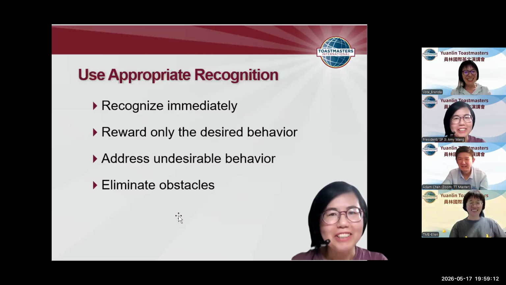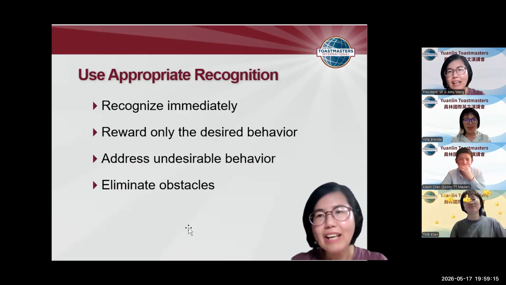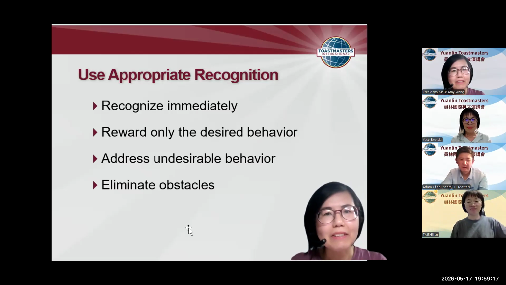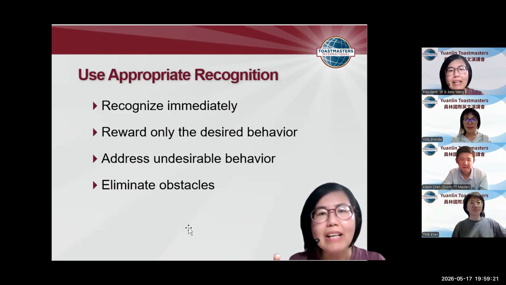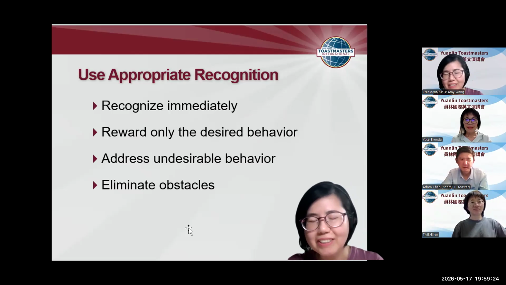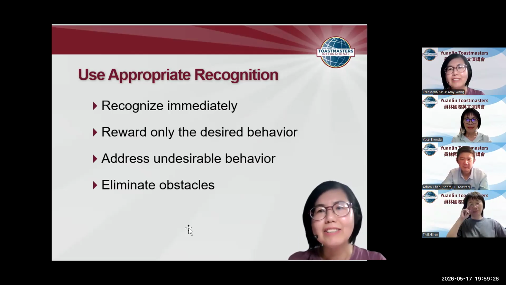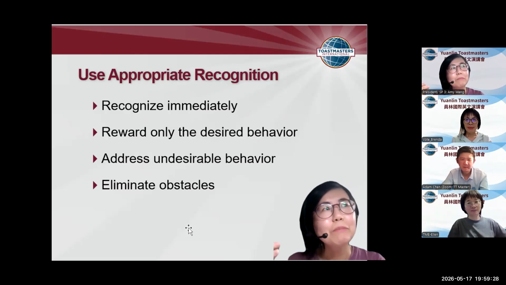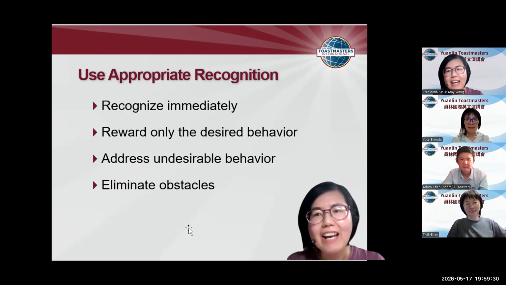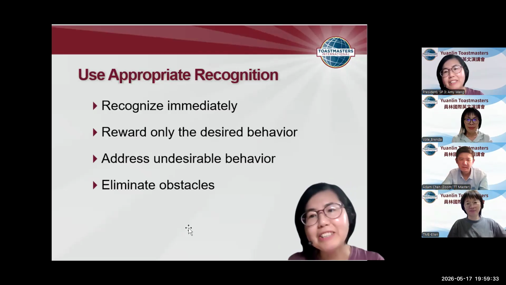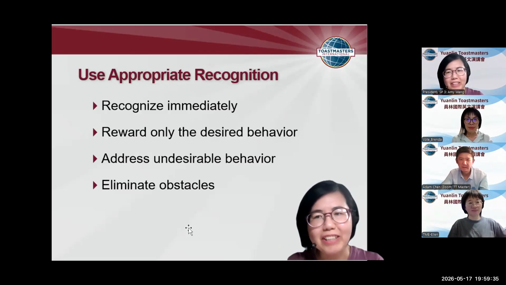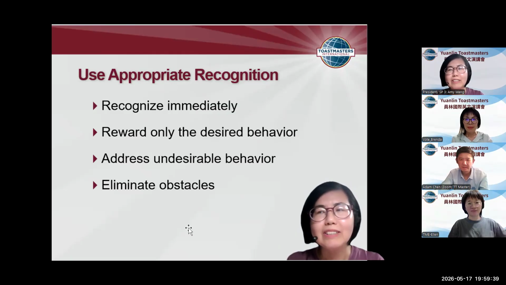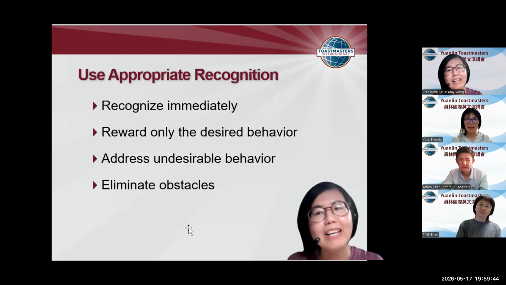Okay, now let's go to the next page. I think Ellen and Brenda do the appropriate recognition. The first one, recognize immediately. We can see Ellen thank the speakers after every speaker finishes their speech. Yeah, we can see a good Toastmaster. Yeah, will do that. Do what Ellen does.